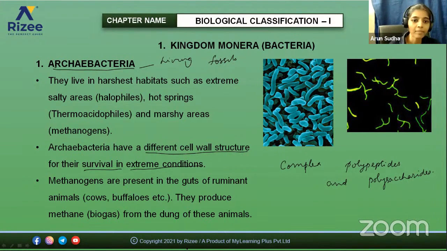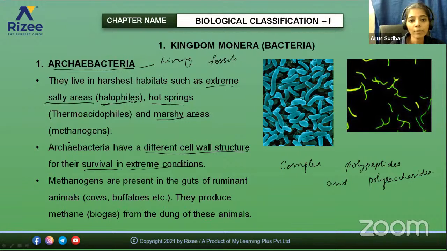So they live in the harshest habitats, such as extremely salty areas, like halophils. Halo means salt, phils means generally loving. So these are bacteria which exist in high salt concentrations. Then hot springs, that is thermoacidophils, and marshy areas, they have more amount of methanogens.